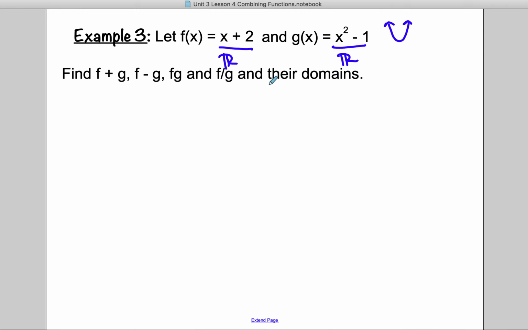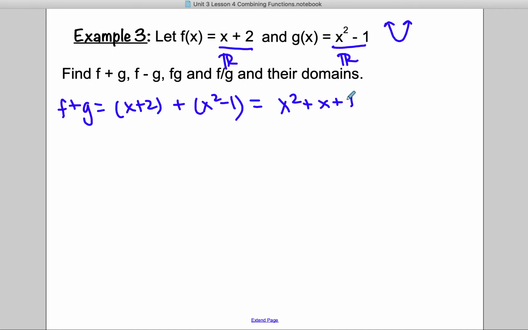So the domains would overlap. They're both all real numbers. So the domain will be all real numbers for adding, subtracting, and multiplying. We'll just have to be careful with division, okay? So we go ahead and add f plus g. So I got x plus 2 plus x squared minus 1. Here you just combine like terms. So we got x squared plus x plus 1.